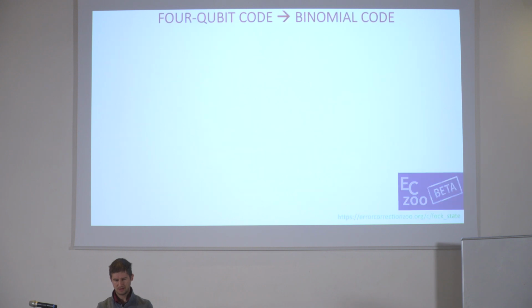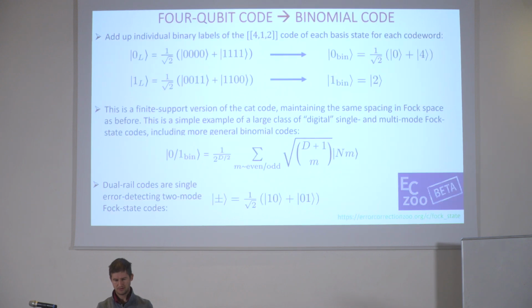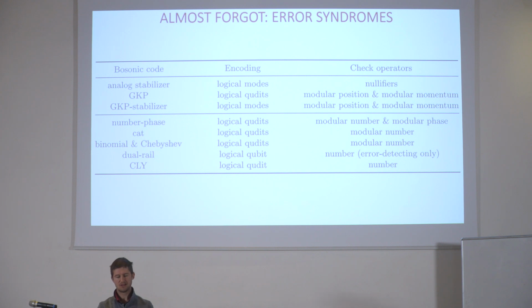So the number phase codes are as close as an angular analog to the GKP codes, which are linear. The cat codes inherit some of that. So remember, they still have the same spacing in Fock space. So do the binomial codes. So the modular number operator still tells you where you are in the Fock state ladder. And then these dual rails, as you saw, you only just measure number and detect a single loss. I didn't go into any of these other more digital codes, but there's plenty of them, so if you want, you can explore the error correction zoo.